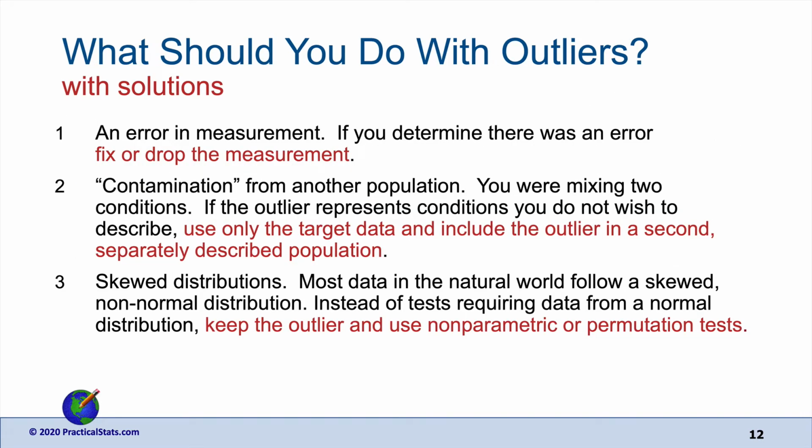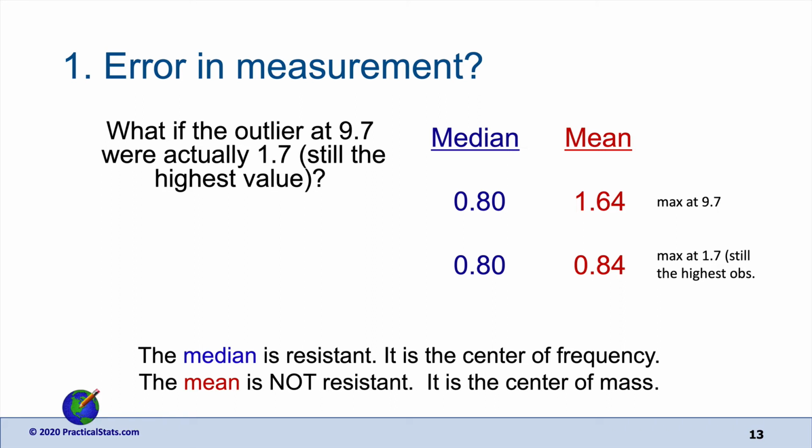If that's so, what should you do with outliers? There's three possible causes of outliers. First, an error in measurement. If you determine that there was an error, fix it if you can, or if you cannot fix it, drop the measurement. Outliers affect the mean, and that's the reason that they have been thrown away in the past.